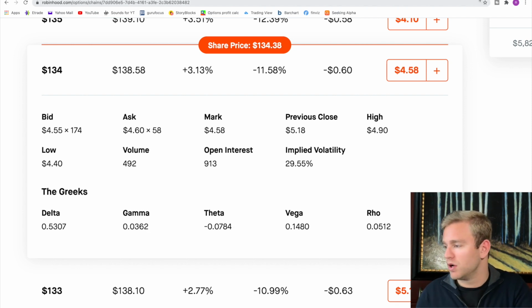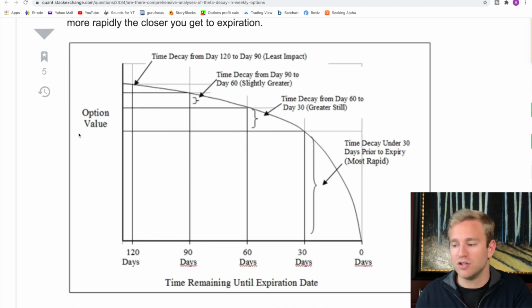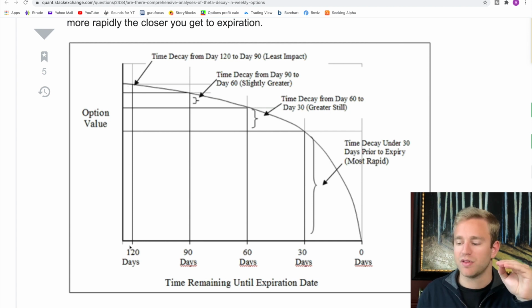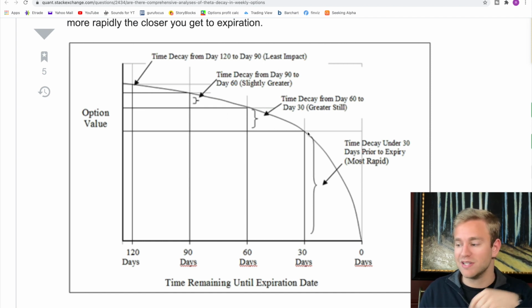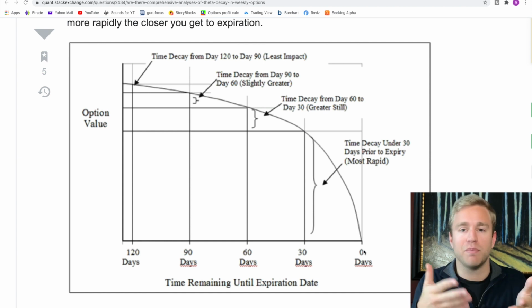So I pulled up a simple graph here that shows the way theta works. You have your option value here on the y-axis, and then you have the time remaining until expiration. If the price of the stock remains perfectly stagnant, you can see that from 120 days out down to 30 days out, the value of your option is decreasing. Not at a crazy fast rate, but it is decreasing. But once you hit about 30 days, that slope really just plummets down. So that theta really starts to ramp up. This is just something to be aware of whenever you are buying options.